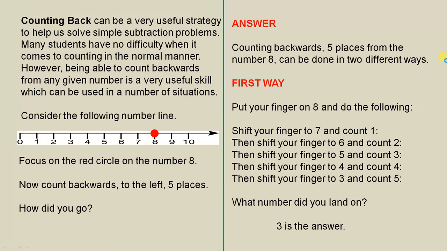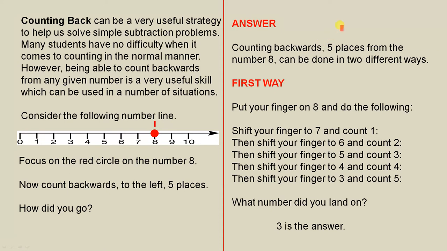Consider the following number line. So here's the number line starting from 0 and going to the right, and this arrow tells you that it keeps continuing. Focus on the red circle on the number 8. There it is there. So we keep that in our mind. Now count backwards to the left 5 places. So we're going backwards to the left, that is this way, in that direction there, 5 places. How did you go?